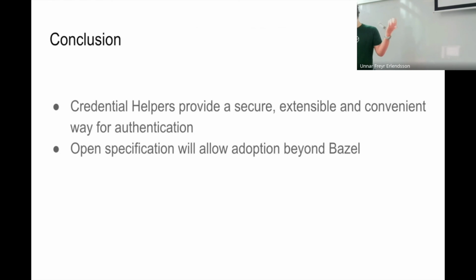So the conclusion is credential helpers can provide a very secure way to inject credentials into a build. In our case, the credential helper that I was using is actually using the native keychain on macOS with Docker credentials. So they're not in a plain text file, but that is outside of the talk. And we hope that the open specification will allow adoption beyond Bazel, because having it in the Bazel proposal with like 2 sentences and lots of open questions is not ideal.